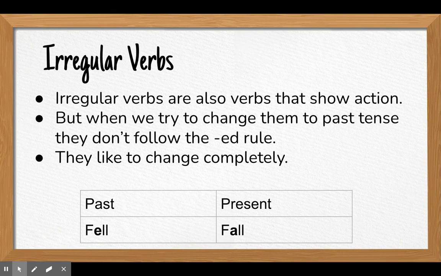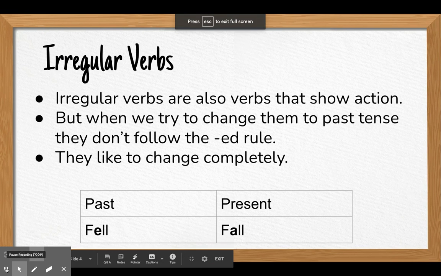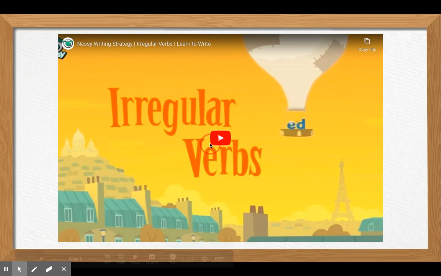We're going to watch a quick video and then we're going to have some practice on how we identify and complete sentences using the right verb tenses. So let's watch this quick video on how we add verb tenses or irregular verbs.